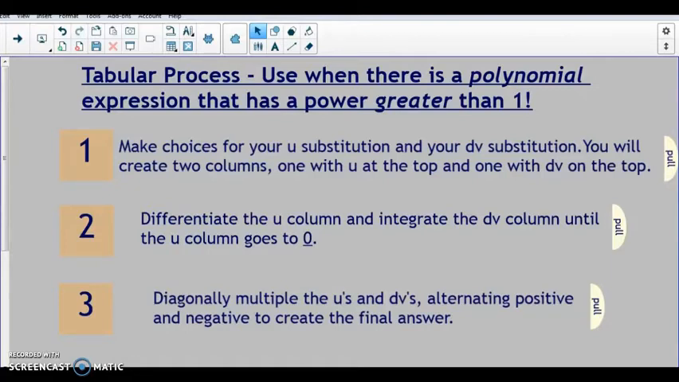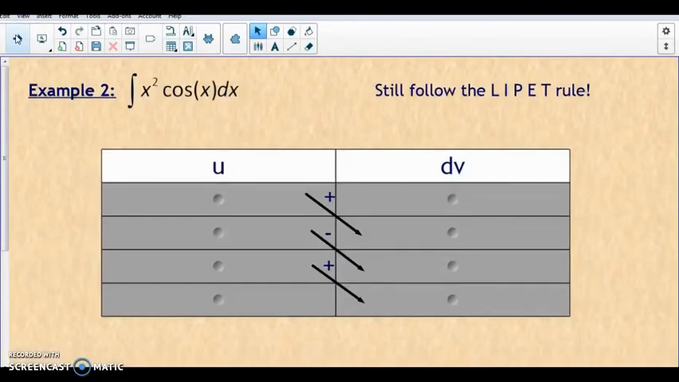Now, this won't make a lot of sense until you see the example, but write the steps down so at least you have them, and then you can use them to go back and look at the example. Okay, so here's our first example. So this one is x squared cosine of x dx. Still follow the LIPET rule, so that means your u substitution should be the polynomial, which is x squared.